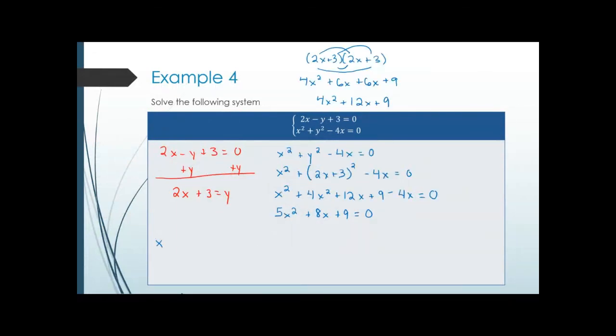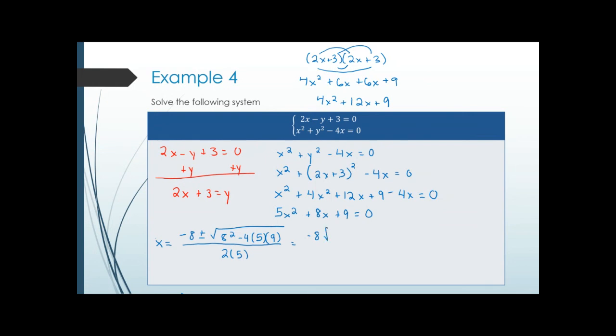Okay. So x equals negative b. So b is 8, so that's going to be negative 8 plus or minus. Now b squared, so that's 8 squared minus 4 times a, which is 5, and c, which is 9, all over 2 times a, which is 5.